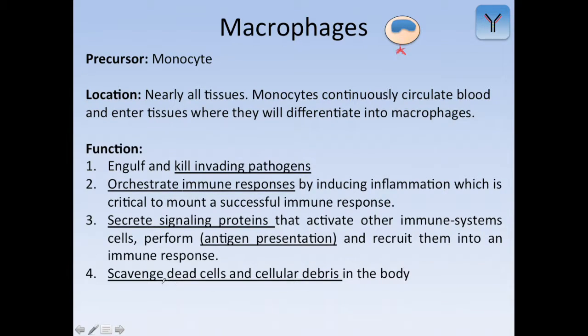And lastly, just a simple cleanup. They actually scavenge dead cells and cellular debris in the body. So they just go around and pick up, let's say, dirt and dust of the body.